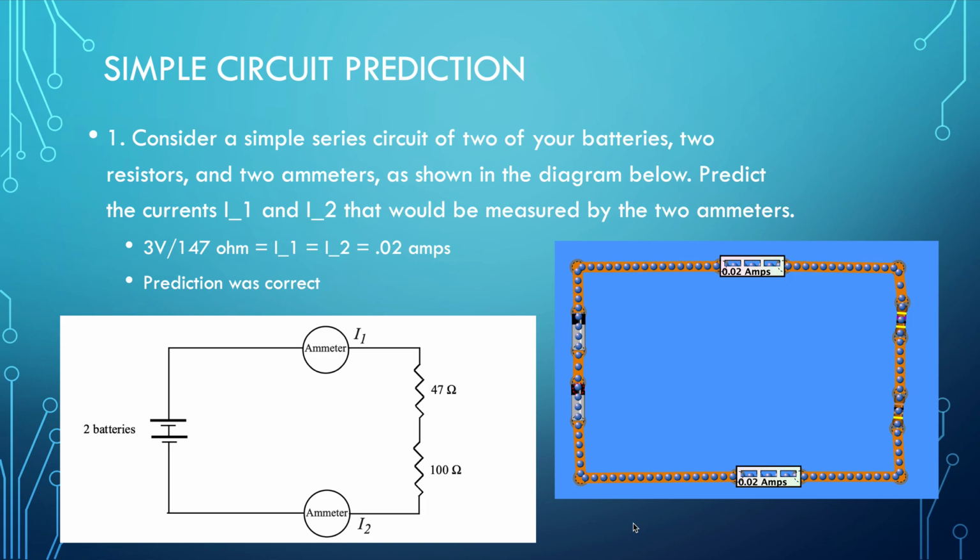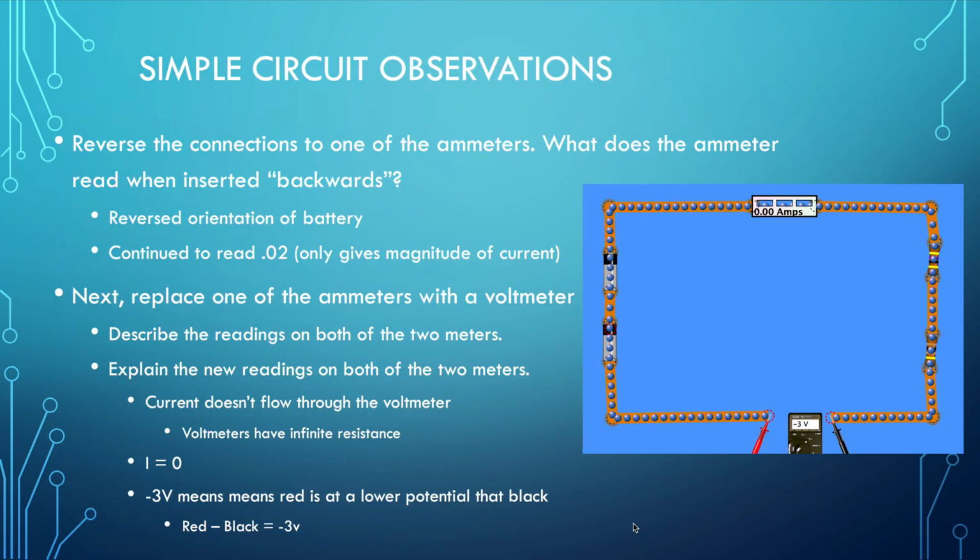By using the loop rule and the node rule, we got that I1 should equal I2, which is 0.02 amps, and this prediction was correct. Next, we made some observations about the simple circuit.